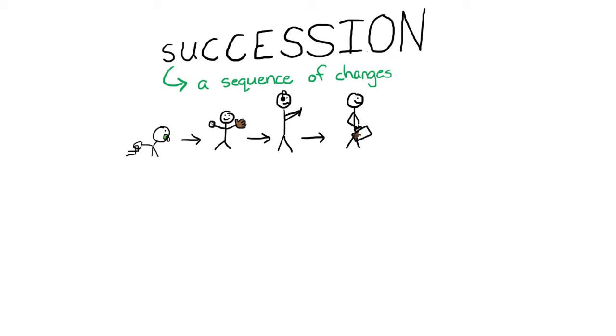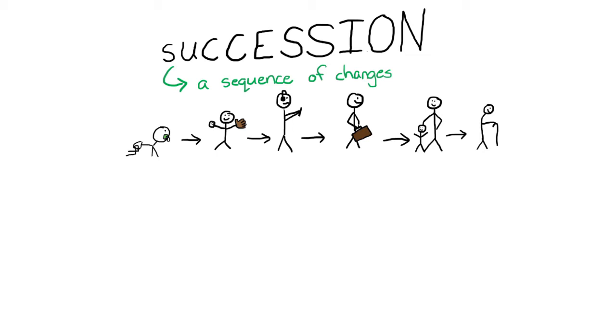Then maybe someday you'll have kids of your own, and eventually you will, well, if you make it that far, you'll be an elderly person, and we'll stop it right there. But this is a sequence of changes that you're going through right now. So ecosystems go through a sequence of changes just like this when there is a gap to be filled that was created by a disturbance.